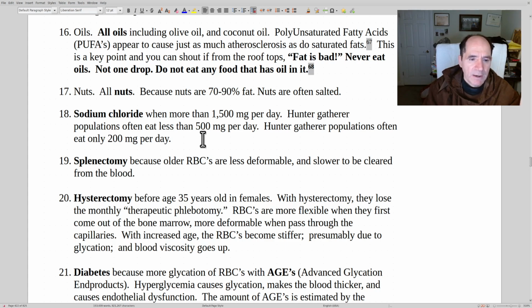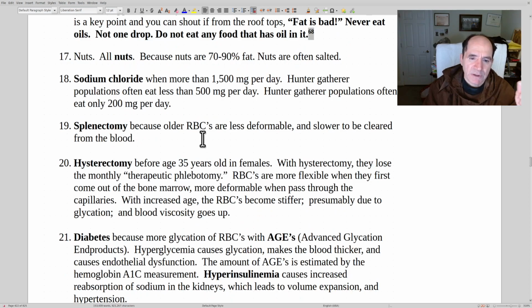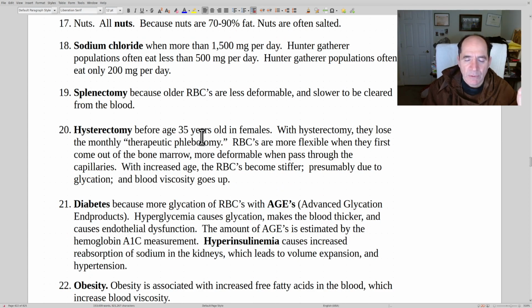Splenectomy, because then you get older red blood cells that are less deformable, so they're slower to be cleared from the blood. Hysterectomy before age 35, because you lose the menstruation therapeutic phlebotomy effect every month. That's why women live longer than men, because of menstruation. Because the menstruation lowers their blood counts, their hematocrit, the number of red cells they have in their blood. Plus, the red blood cells tend to be younger because they're replacing the ones lost at menstruation. The younger red blood cells are more deformable, more flexible.